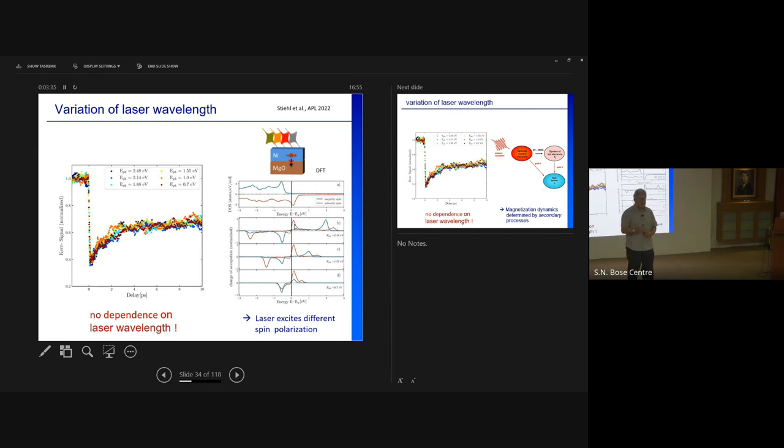No. Also, even if the electronic system is at 10,000 degrees, it does not change anything in the structure. You need the phonon system to be heated. You need nuclear motion to destroy something. With the electronic system alone, no.